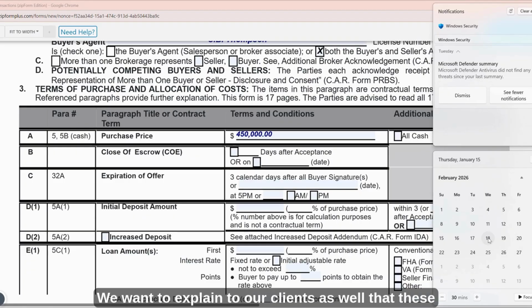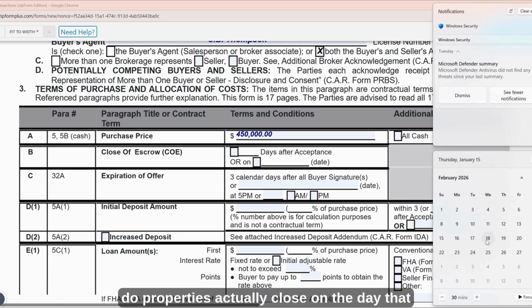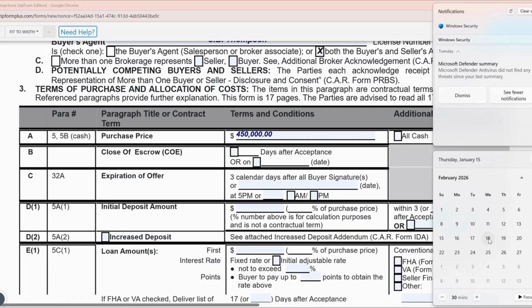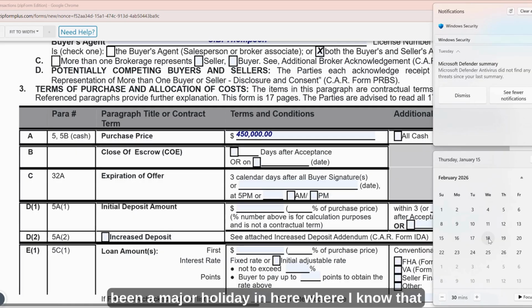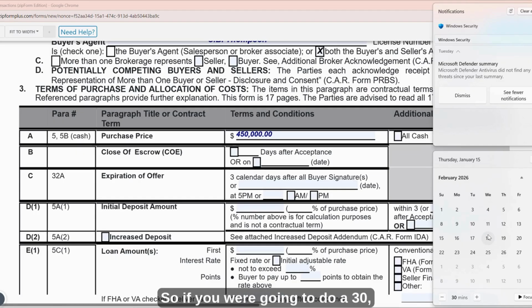We want to explain to our clients as well that these close of escrow dates are target dates, that very rarely, if ever, do properties actually close on the day that they're scheduled to. Now, if there had been a major holiday in here where I know that most of the country is going to shut down for 3 or 4 days, I would probably push that out a little bit further. And you want to start with that original amount of time. So if you were going to do a 45 day or a 60 day, keep those things in mind.